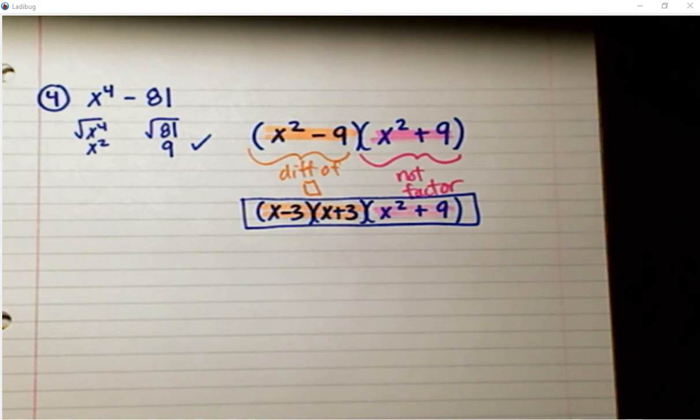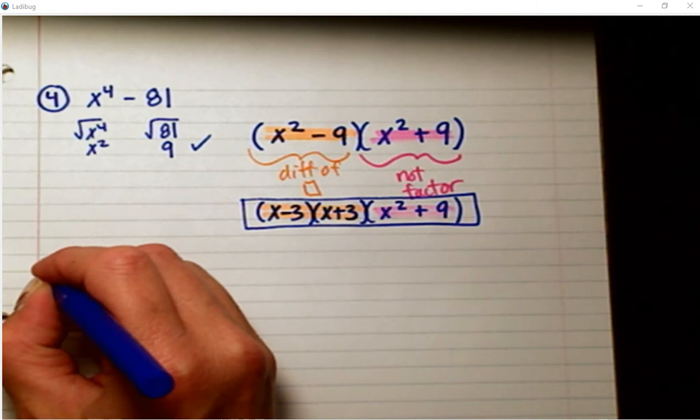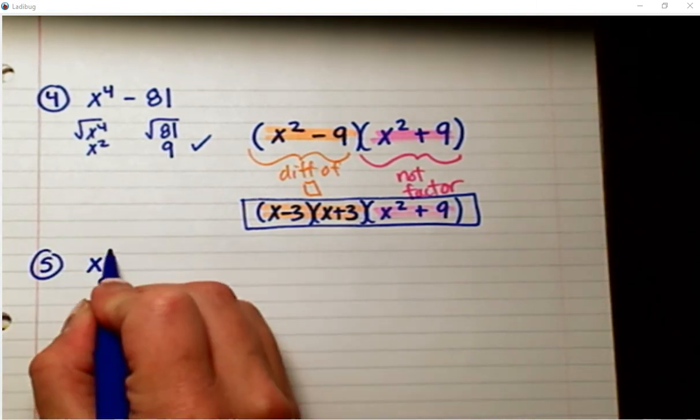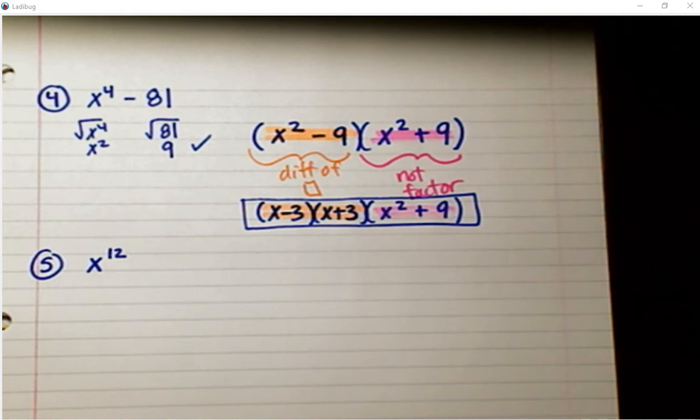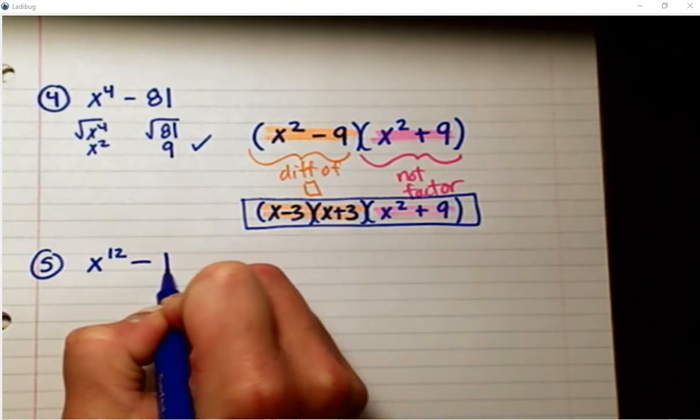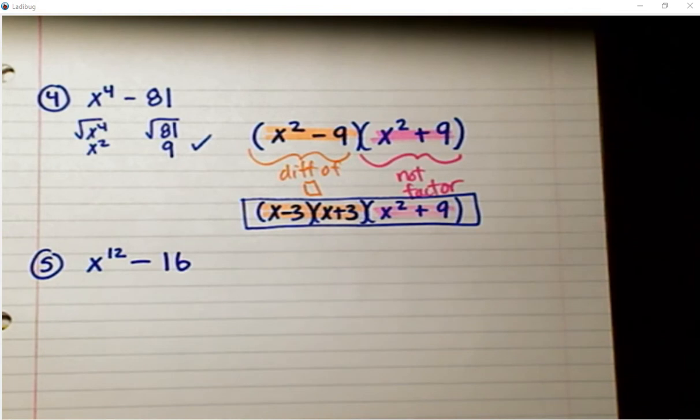Yes. What if it was like x to the 6? Ooh, okay, let's do an x to the 6th. I'll do more. I'll make it a 12. Hold on, I'm thinking. Ooh, okay. Minus 16.